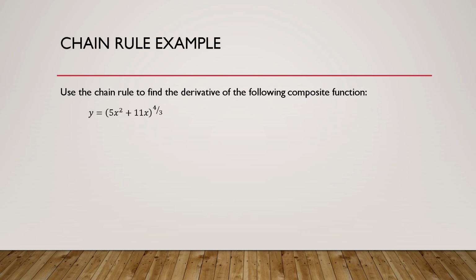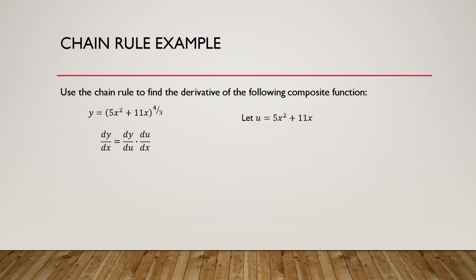Now we can use the chain rule to find the derivative of the following composite function. y is equal to (5x squared plus 11x) all to the 4/3 power. We can see how this is a composite function. First, we remember the equation in Leibniz notation of the chain rule. dy/dx is equal to dy/du times du/dx.